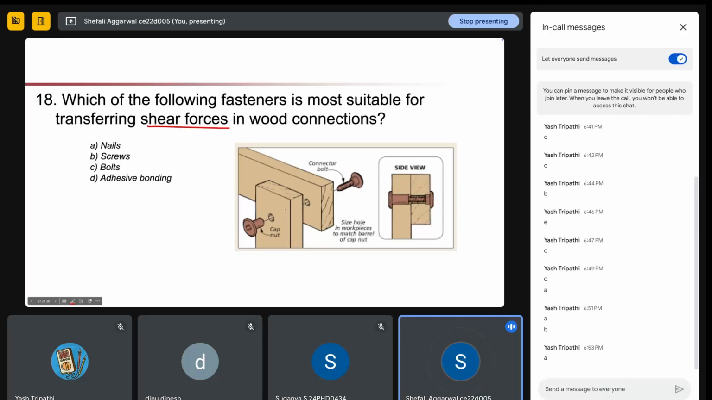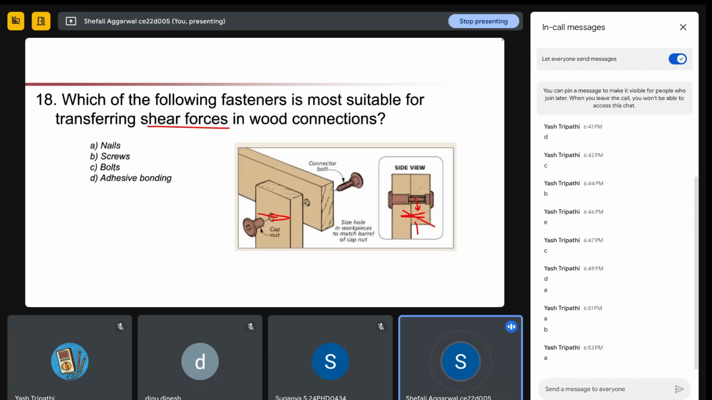bolts in this case. Why we are providing bolts is, if you see from this point of view, if you are providing a nail and there is a shear failure, what will happen? This nail will tear off the wood and it will go like this. So there are chances that it will tear off your wood from this point. That's why we are not providing nails. Second thing is about screws. Screws have the same problem. If you are providing screws, there are chances of tearing of the wood from this point.